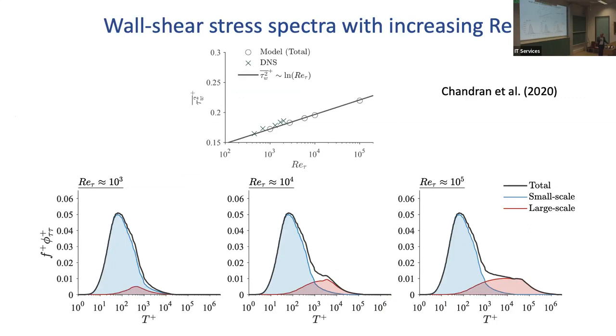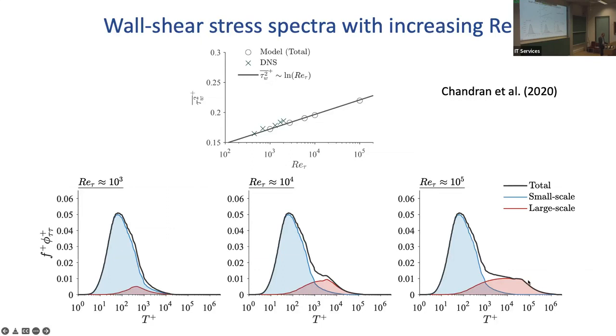I'm just showing a pre-multiplied spectrum of the wall shear stress, and I'm decomposing it into two parts. The small scale, again that near-wall cycle, is the blue. And then we consider a large scale component due to everything else, all those attached eddies, the very large scale motions, superstructures, and that's in red. You can see it's very small at this Reynolds number. We built a model which fits data extremely well up to here, and then you can extend that to any Reynolds number you like.